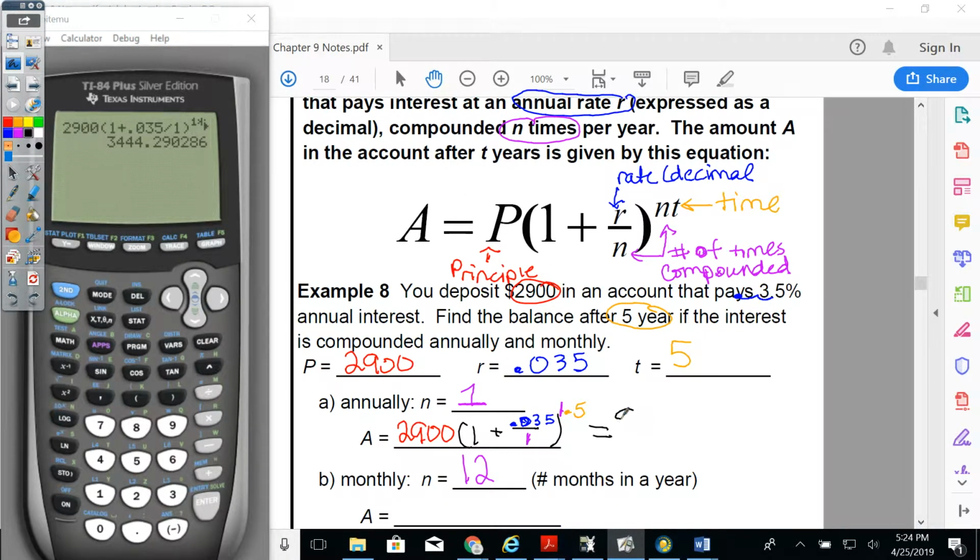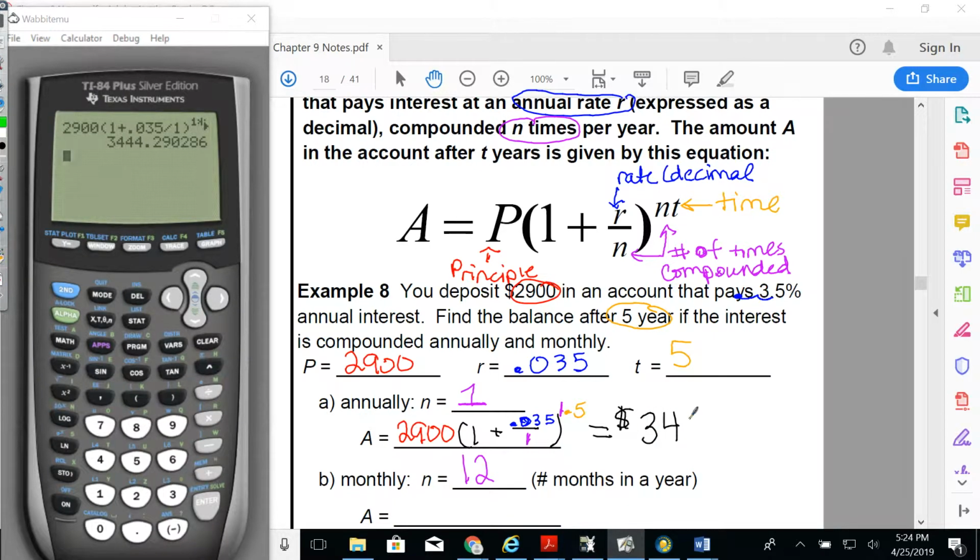So we have how much in our bank account? We have $3,444.29. So I wouldn't do this individually because sometimes this is a very ugly decimal. Or, I'll show it with Part B. Part B, you're going to see why you don't want to do it individually as a step. You just want to type all of it in at the same time.